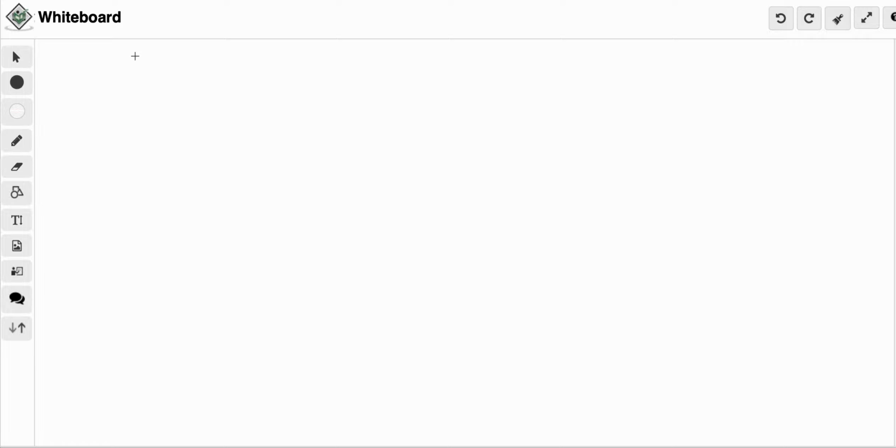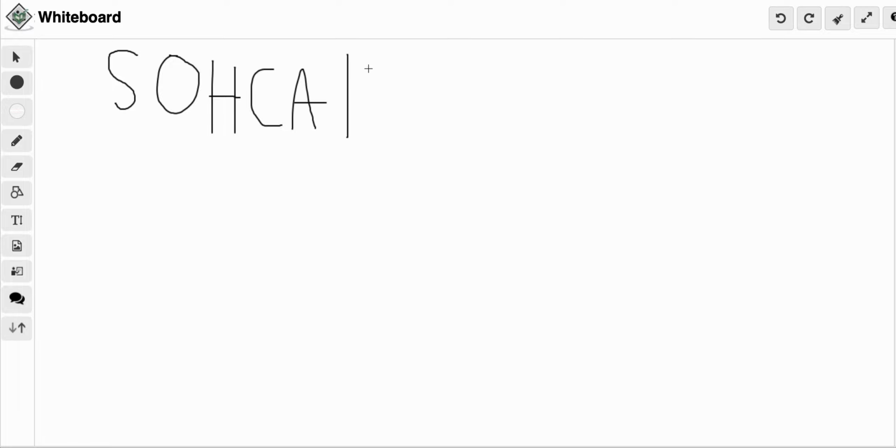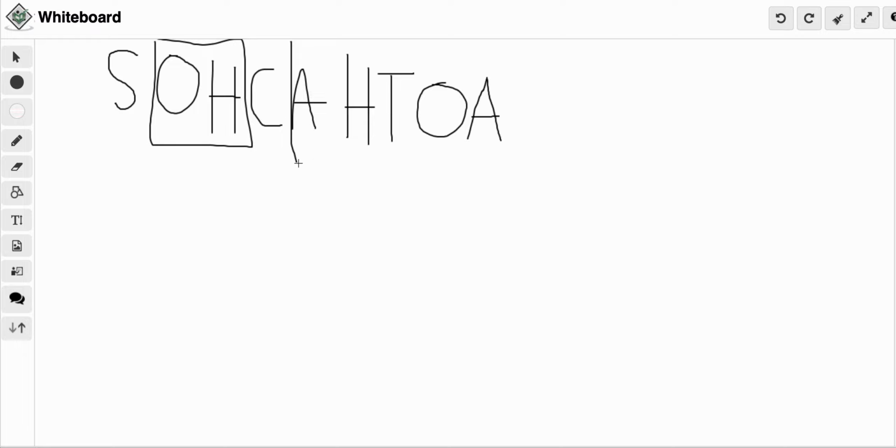First of all, let's look at this little fun word, even though it's not really a word. So, what I have drawn here is the phrase SohCahToa. Now, what does this mean? Let's just look, I'll just box these two letters right after the S, the C, and the T.